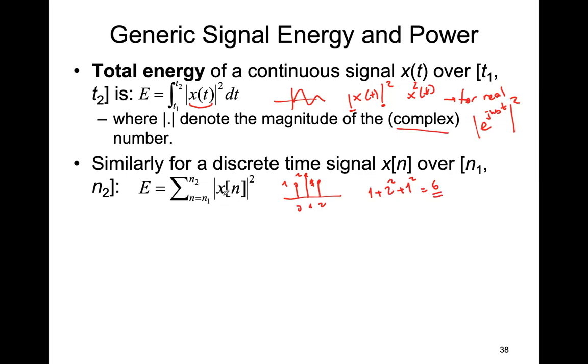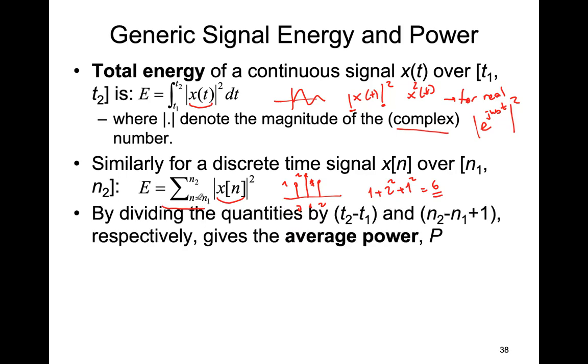How did I do it? I take the signal, I take the square of it, and then add them up. This is the total energy. If I divide these quantities by the durations, what is my duration?